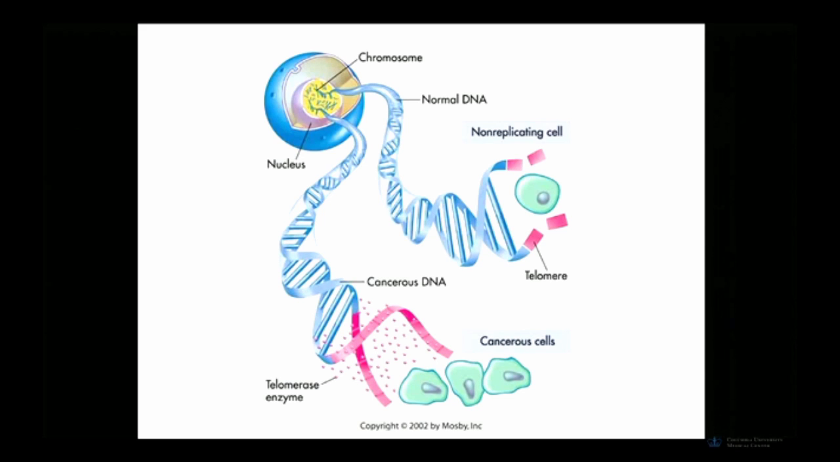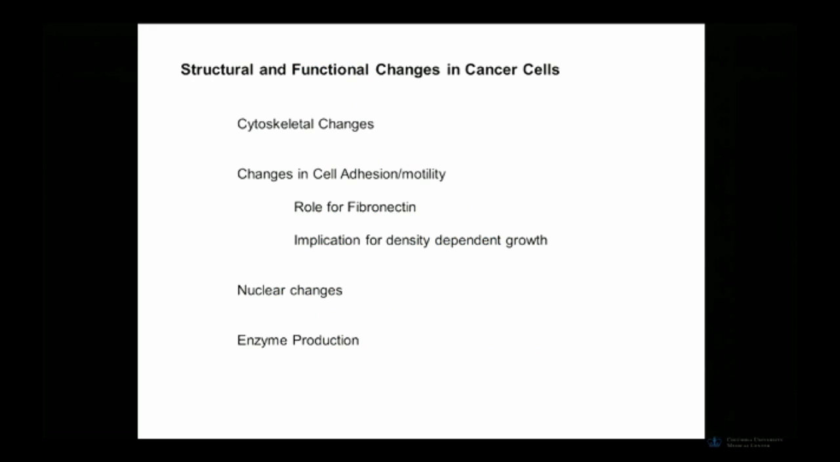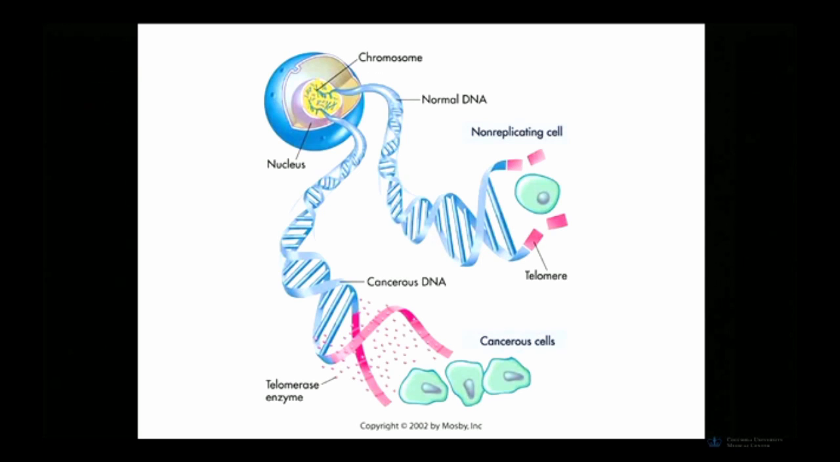So the discovery of telomerase had a lot of implications for understanding both how cancer cells escape senescence and also how cell aging really works. Okay, questions about this before we move on to structural functional differences?